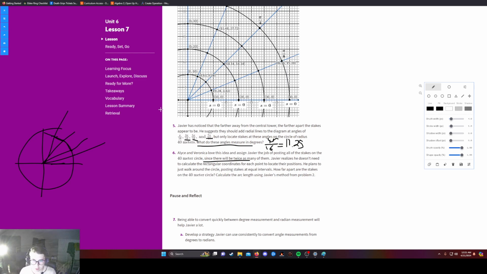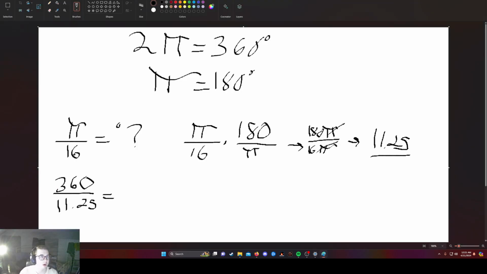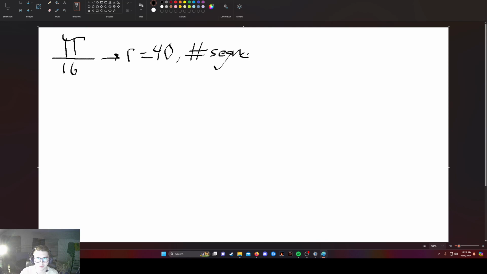Okay, so we're just going to use the formula like we have been doing. In this case, we are going to use our new angle in radians, which it actually tells us is pi over 16. And for this new circle, which isn't labeled there, this is beyond that, this circle has a radius of 40 with a total of 32 segments.